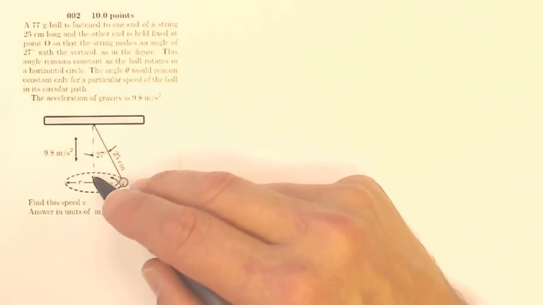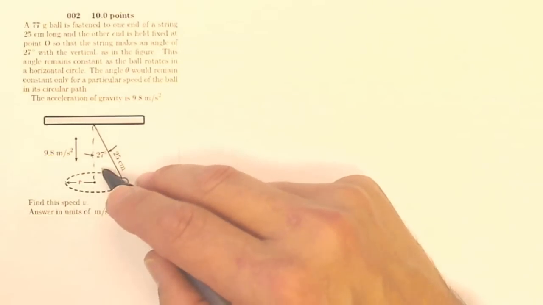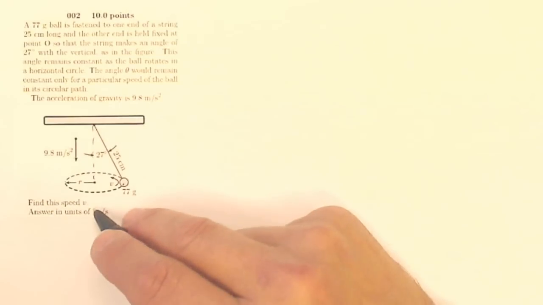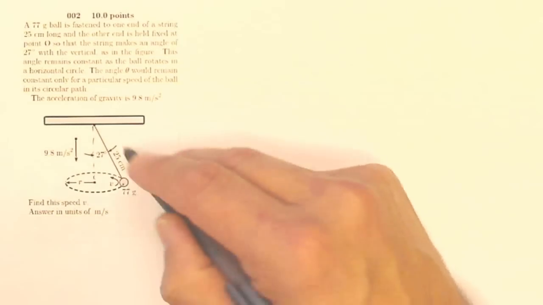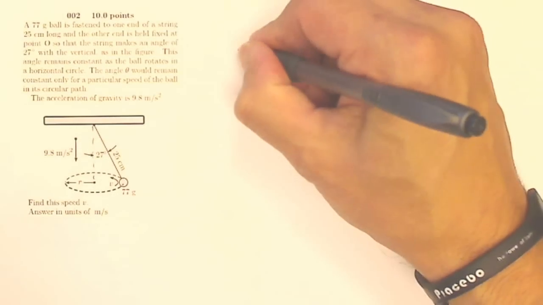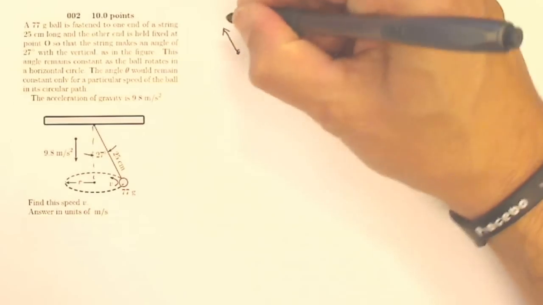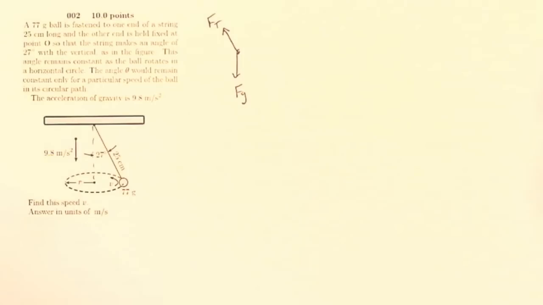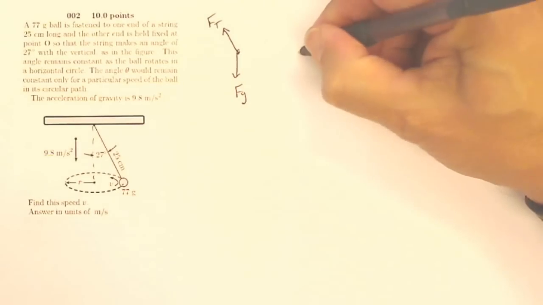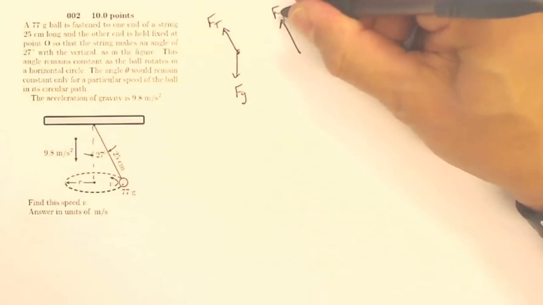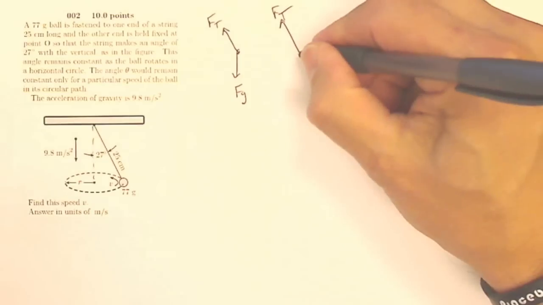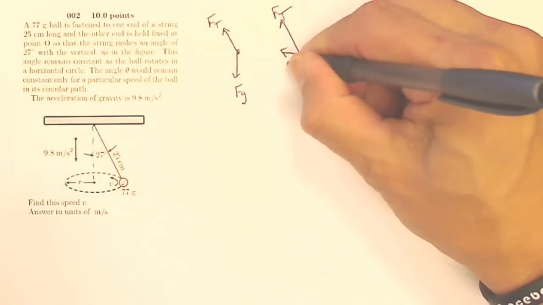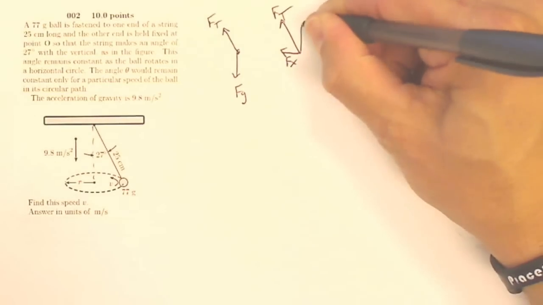The angle theta would remain constant only for a particular speed of the ball in the circular path. Find this speed v. So I need the v where this all works out. So first step, free body diagram. I've got my tension force, I've got my gravitational force, and that's it. Well, my tension can be split up into a force in the x direction and a force in the y direction.